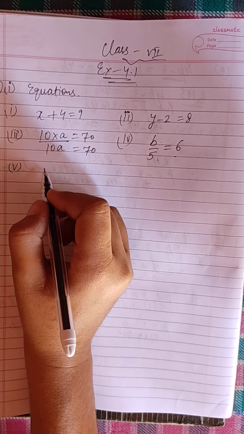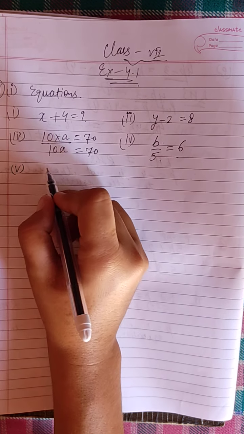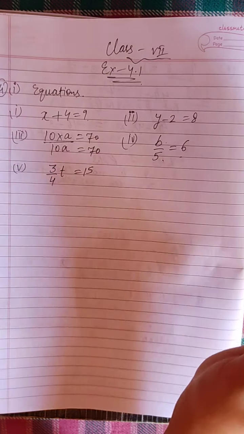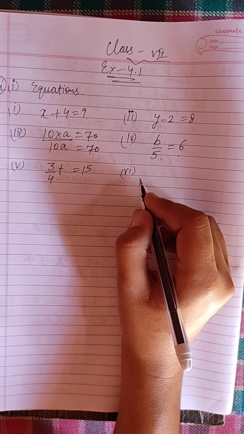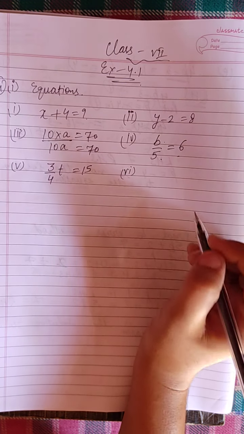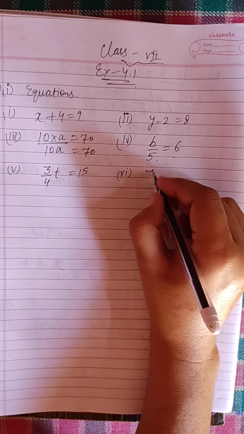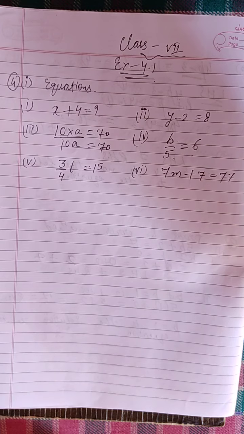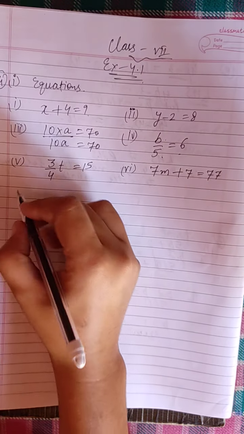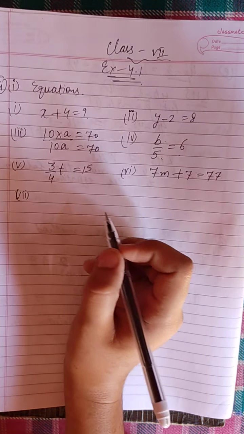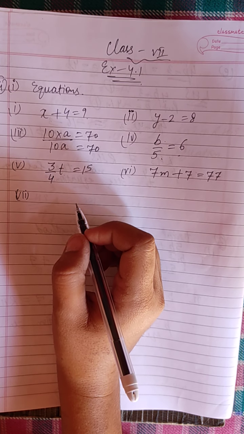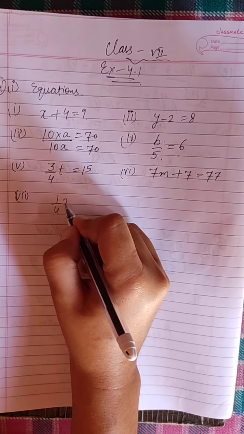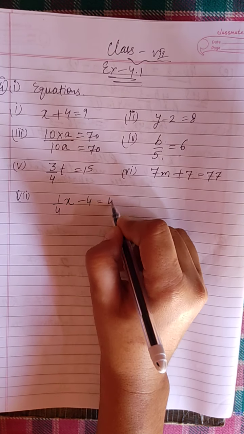Next part is there. 3/4 of t is 15. 3/4 means 3 by 4 of t. This is equal to 15. Next part is there. 7 times m plus 7 gets you 77. Means 7 times m plus 7 gives us 77. Fine. And next part is there. 1/4 of a number x minus 4 gives 4. 1/4 of a number x minus 4 gives us 4.